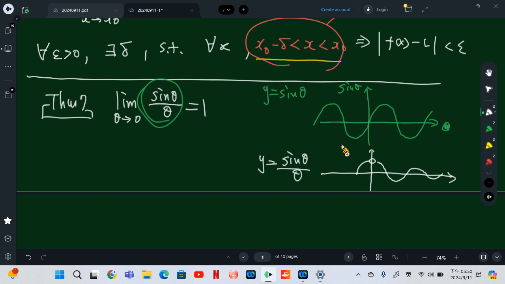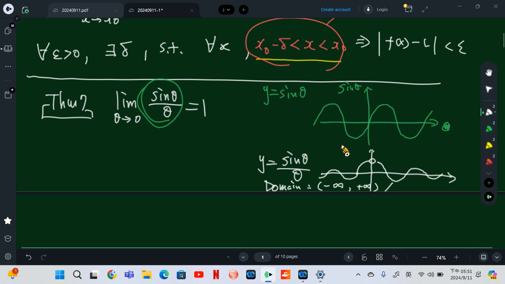This is for sine theta over theta, and its domain will be from negative infinity to positive infinity, but exclude 0. That means 0 cannot be counted in the domain of this function. So please make a comparison in between.